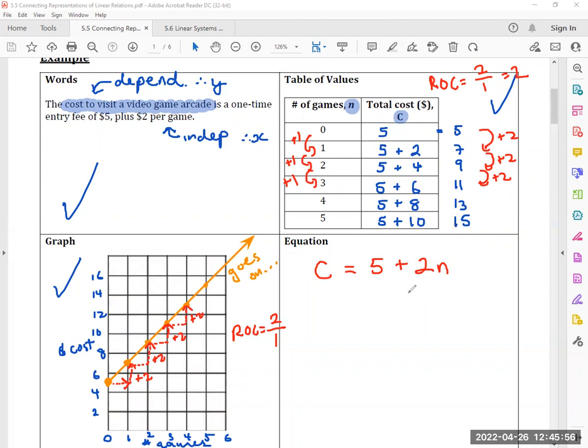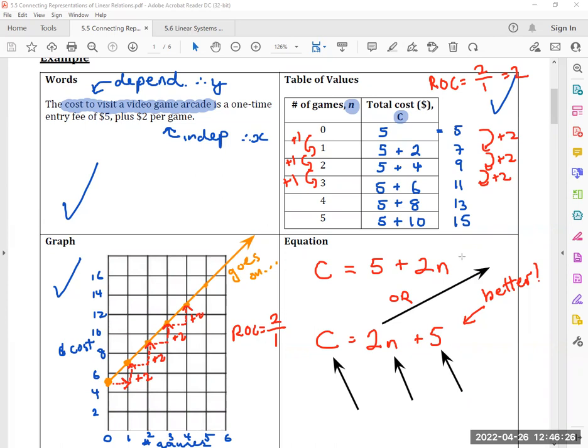And that's it. So I'm going to rearrange this as C equals the variable first plus 5. That's the better option, okay? Please put the variable first. And let's break it down. In black, what is this? What is this? What is this? Which will bring us to that.